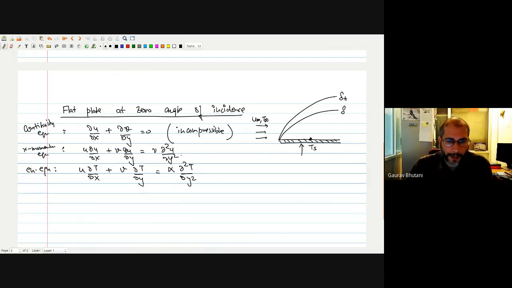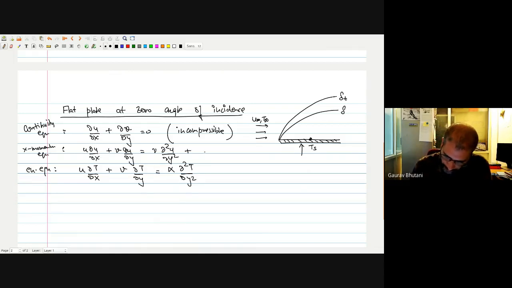I don't write the y momentum equation because if you go back to your fluid mechanics for boundary layers, you'll see that your y momentum equation essentially boils down to the pressure gradient dp by dx, which is the same as dp infinity by dx. The y momentum equation simply tells you what the pressure gradient is, so we don't need to write that.